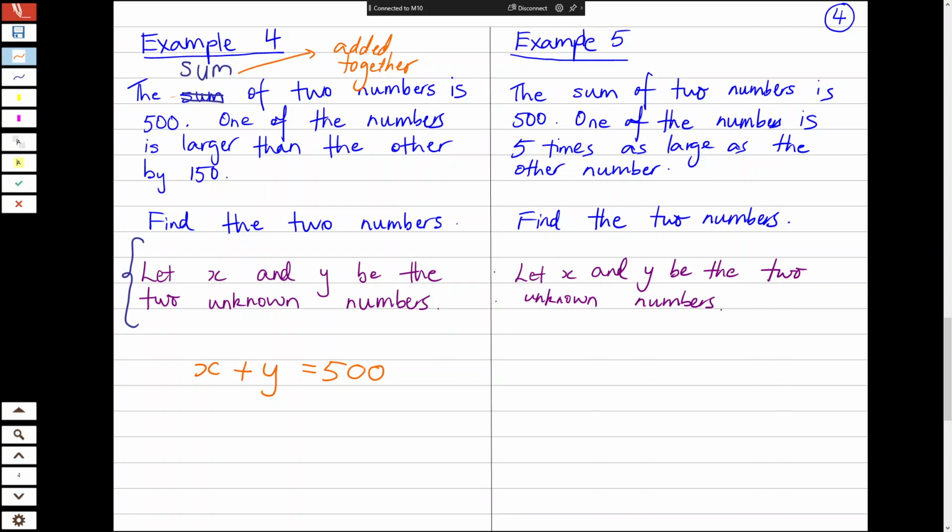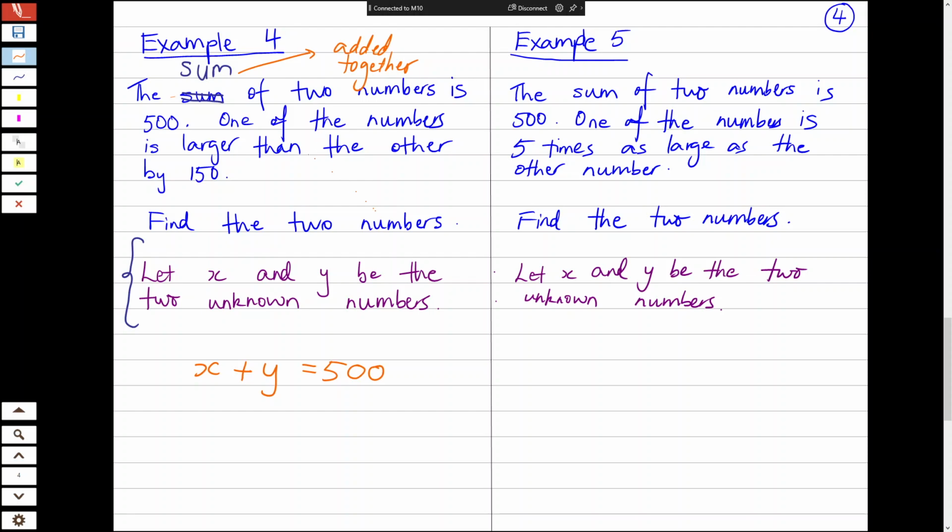Right now it's a blob of words, but to get from there to here actually requires a lot of understanding. I don't know what the numbers are, so I'm going to call them x and y, and I know they add up to 500. So if I add x and y together, I get 500. That's the first equation.